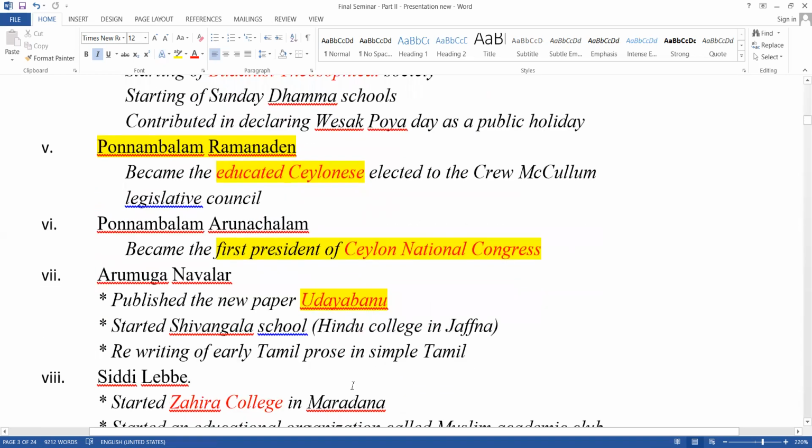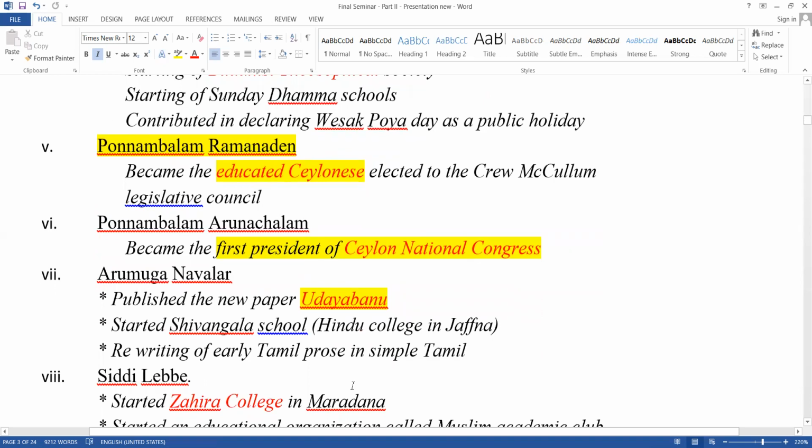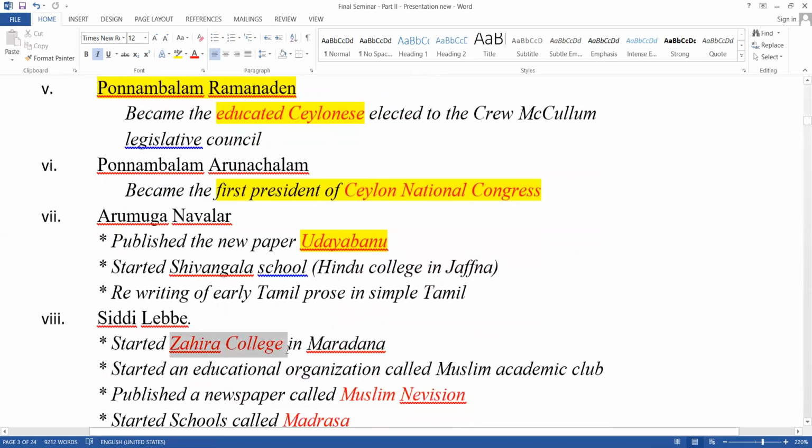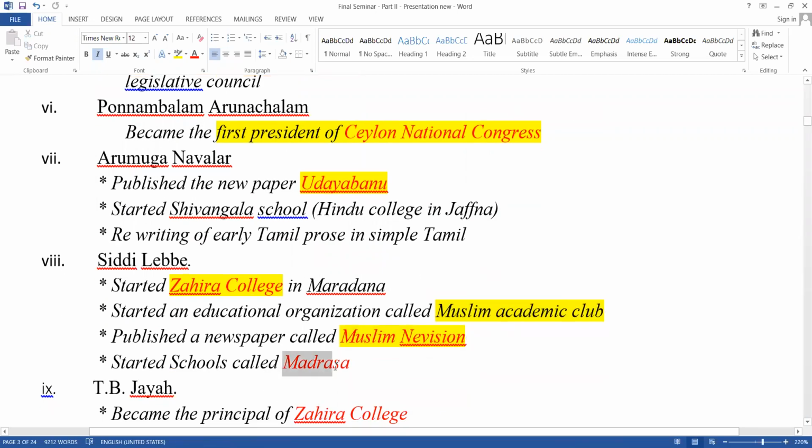Okay, this one, Siddi Lebbe: Zahira College in Maradana, highlight that he started. And even the Muslim Academic Club was an organization that he started. And his newspaper was Muslim Nation, and he started schools called Madrasa. And T.B. Jayah became the principal of Zahira College. So about these leaders, one MCQ will exactly come.